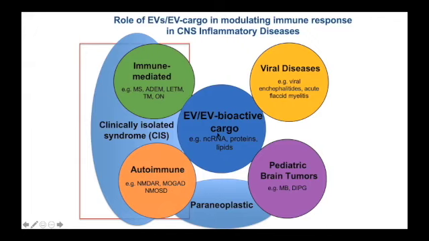But that's really how I got interested in EVs and really wanted to move my research focus to be EV centric. And I saw a lot of potential application from what I learned in the pediatric brain tumor space to other CNS inflammatory diseases. So I am going to focus on multiple sclerosis today, but there are a spectrum of diseases of patients that I see. Today, though, I'll focus on MS.